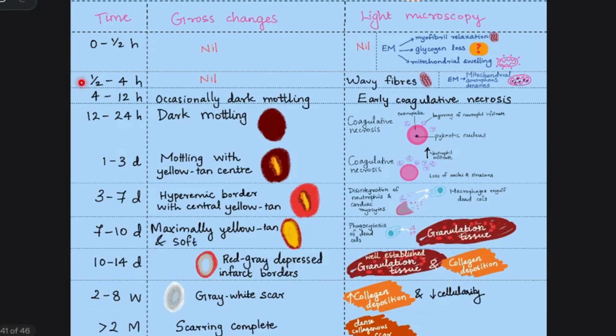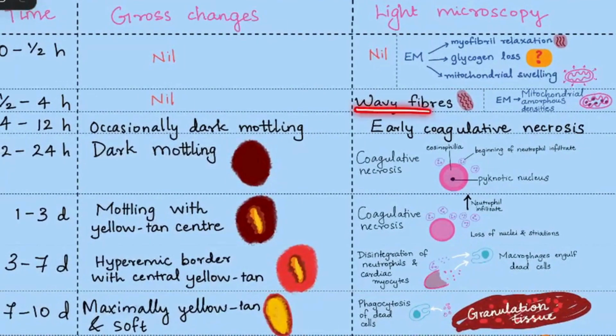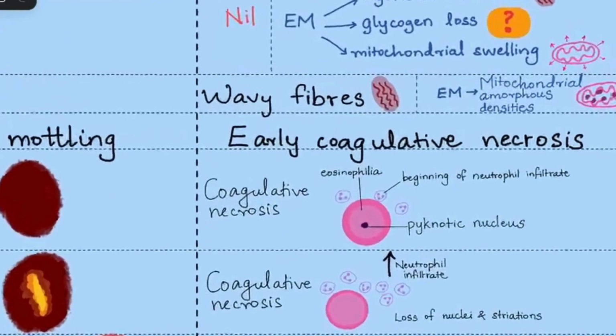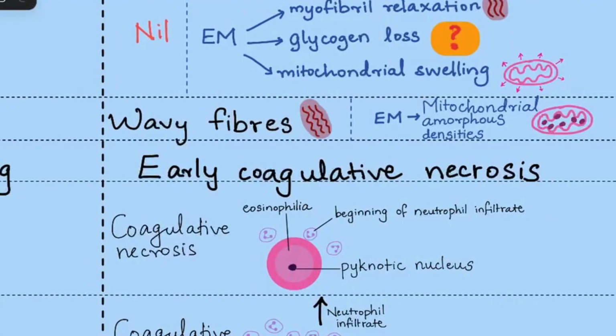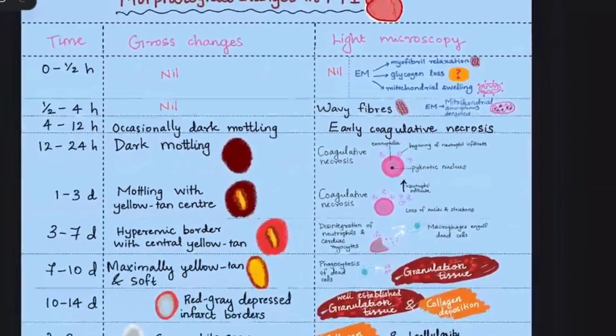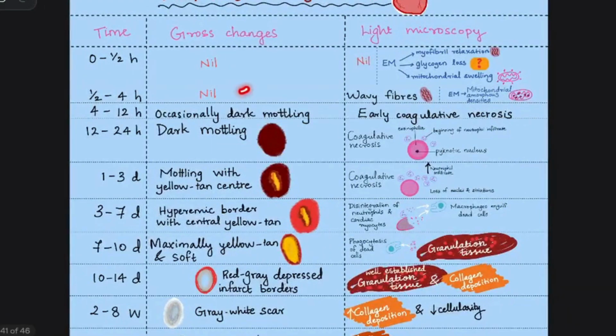Now, half an hour to 4 hours, again there are no gross changes. On light microscopy, you can see wavy fibers. And on electron microscopy, you will be able to see mitochondrial amorphous densities. Now, this is characteristic of irreversible cell injury. So from here onwards, irreversible cell injury occurs.